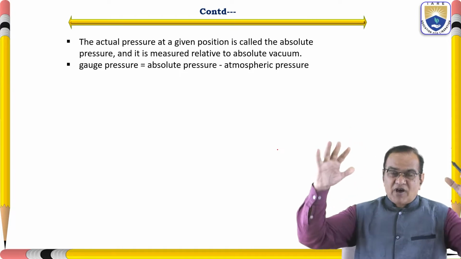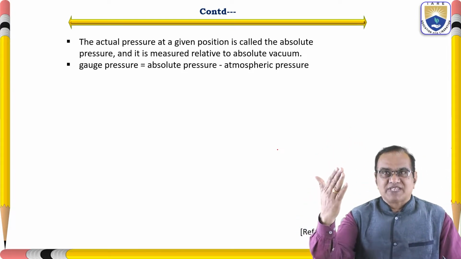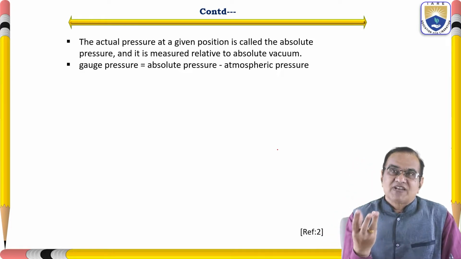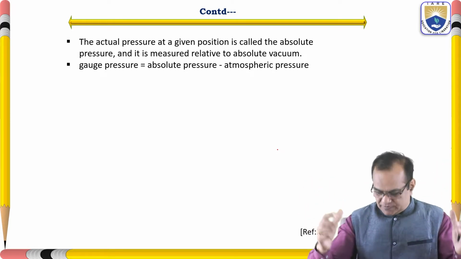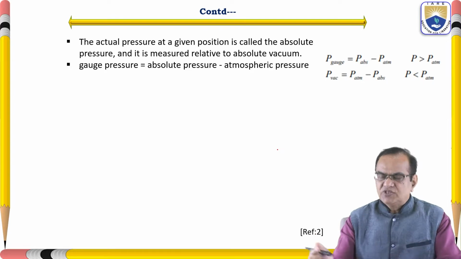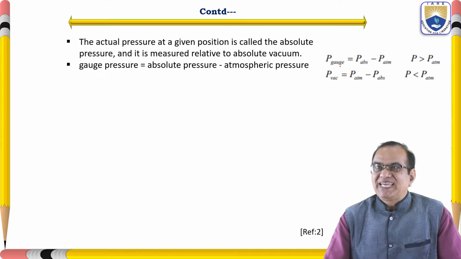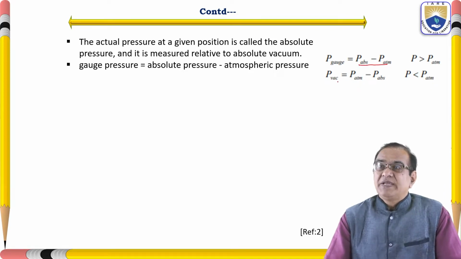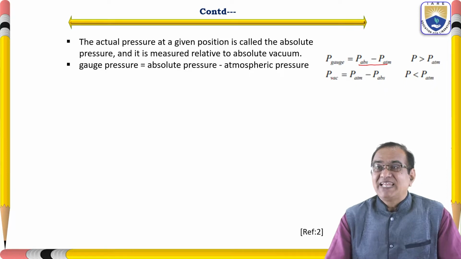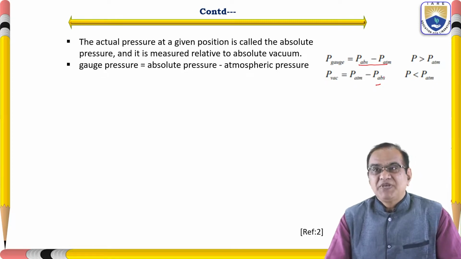Gauge pressure is absolute pressure minus atmospheric pressure. If we measure above the atmospheric pressure, then the absolute pressure is converted to gauge pressure. So gauge pressure is equal to absolute pressure minus atmospheric pressure on the system. Here, P gauge is equal to P absolute minus P atmosphere, where P is greater than P atmosphere. When the total pressure P is greater than atmospheric, we use this. Then for P vacuum, here P is less than the atmospheric pressure. So P vacuum is equal to P atmospheric minus P absolute.